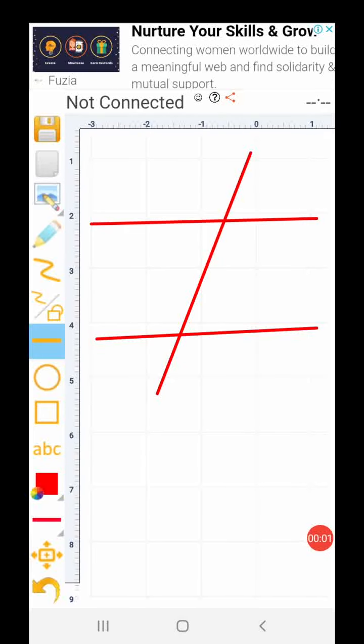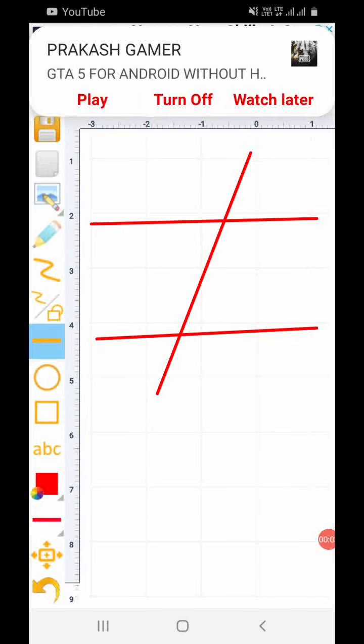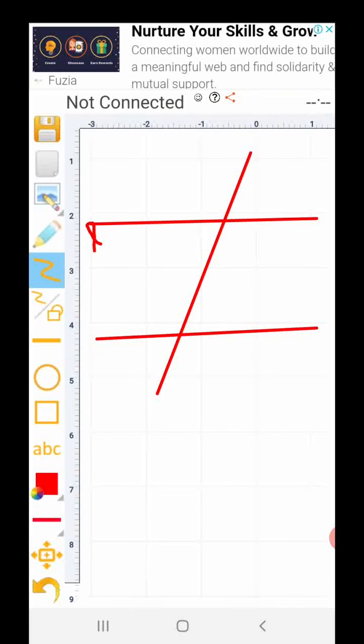Now I want to give just some explanation about the transversal plane. Transversal means two parallel lines, suppose L and M, cut by another line P. P makes some angles with L and M. How many angles? 1, 2, 3, 4. Total 8 angles are made.